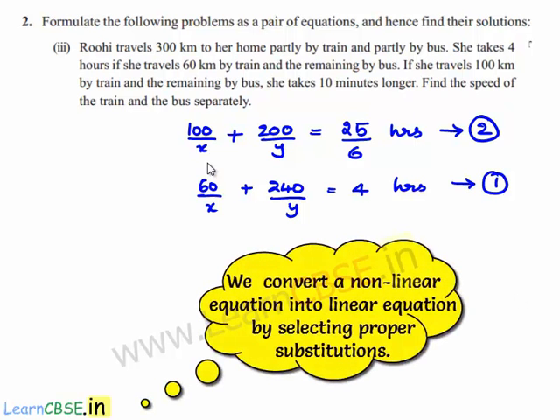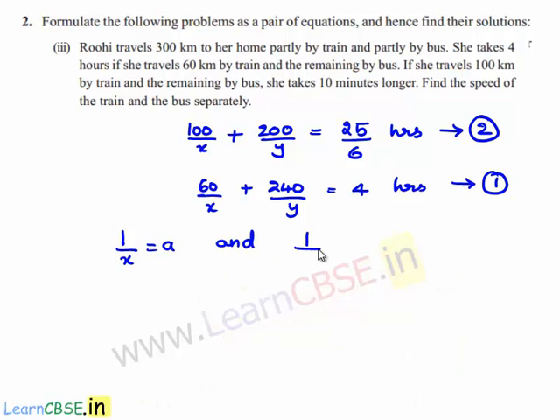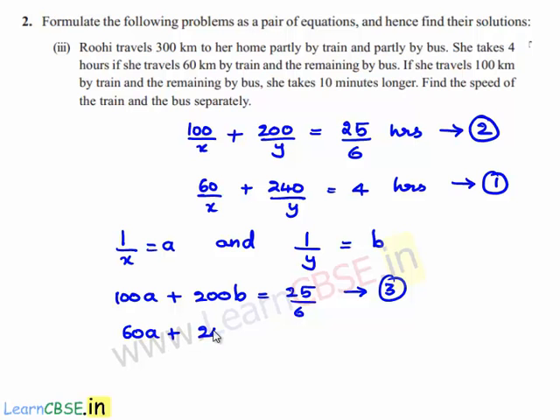In order to find the values of x and y, let us assume 1 by x is equal to a and 1 by y is equal to b. Now the second equation changes as 100a plus 200b is equal to 25 by 6. Let this be third equation. And the first equation changes as 60a plus 240b is equal to 4. Let this be equation number 4.